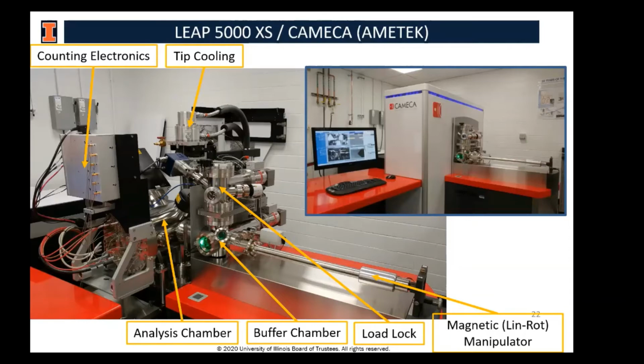Magnetic linear rotation coupled manipulator allows moving these things into the analysis chamber. On the upper part, you have an inset which shows the covered version of the instrument, where you have only the load block and the buffer chamber, and of course on the lower left side, the computer screen which allows controlling the whole process.